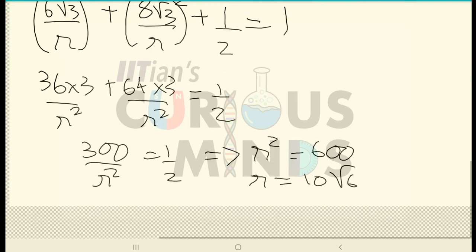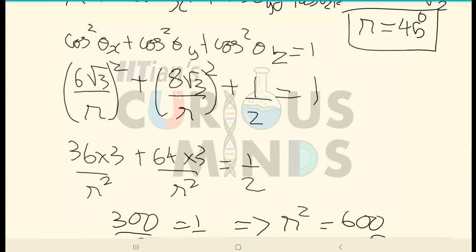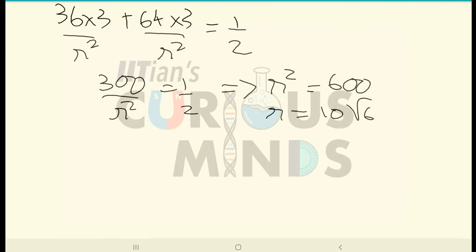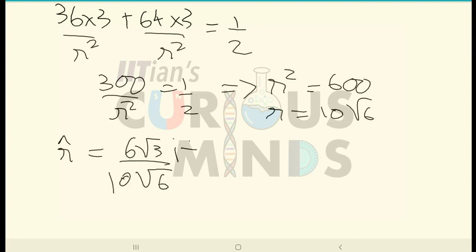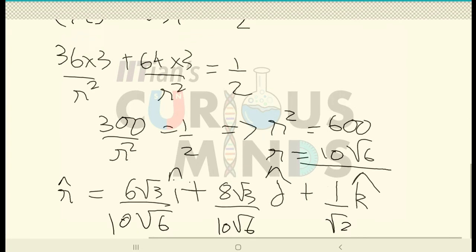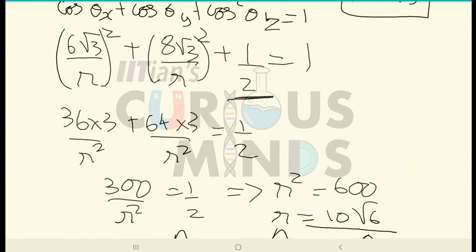Now we have to find the unit vector, that is, r unit vector is cos theta x plus cos theta y plus cos theta z along their respective axes. So the r unit vector will be 6 root 3 divided by 10 root 6 i cap plus 8 root 3 divided by 10 root 6 j cap plus, for the k cap, I already know the value, 1 by root 2 k cap. Now look here, why have I taken this as positive? That is the z component. Why have I taken this as positive?